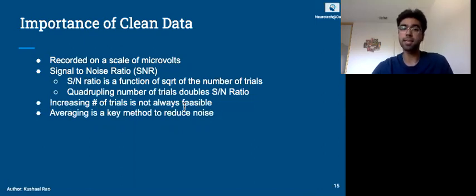After you have collected the data, one big way to reduce the noise is by averaging it. And here's an intuition for why averaging would work out.